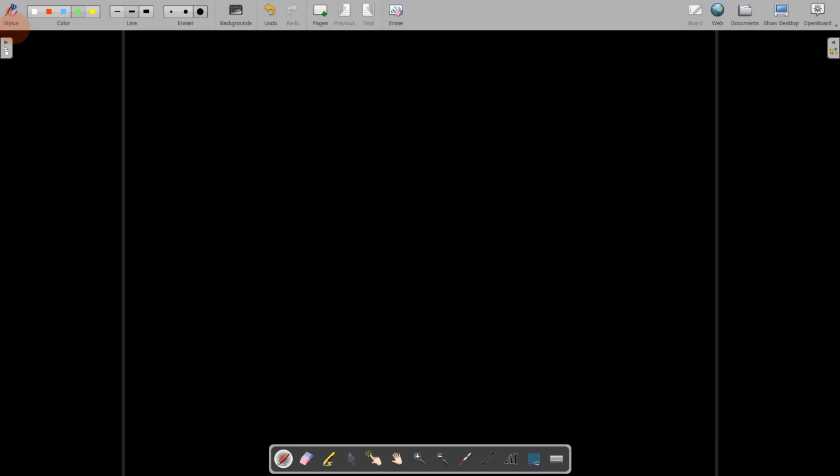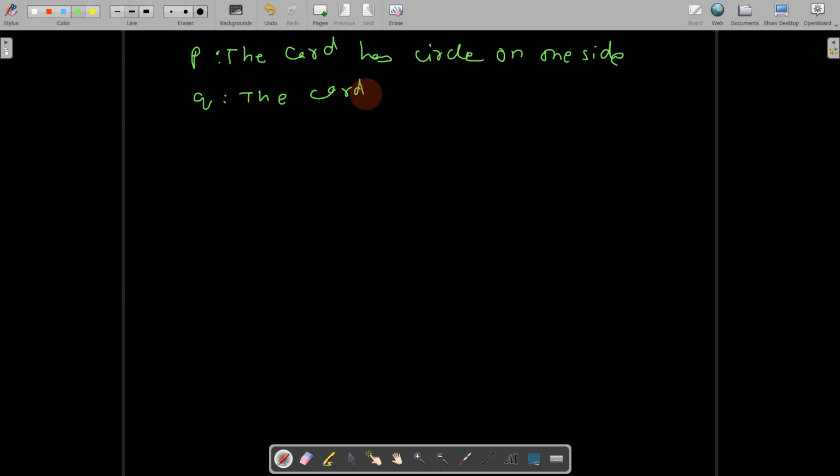First we will break down the compound statement into propositional logic variables. The first variable, P, would be: the card has a circle on one side. Q would be: the card has color yellow on one side.